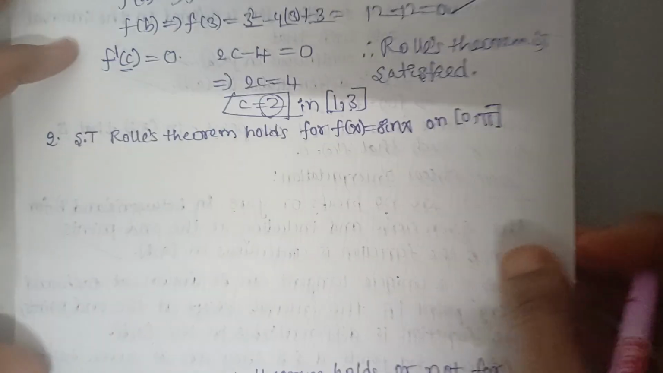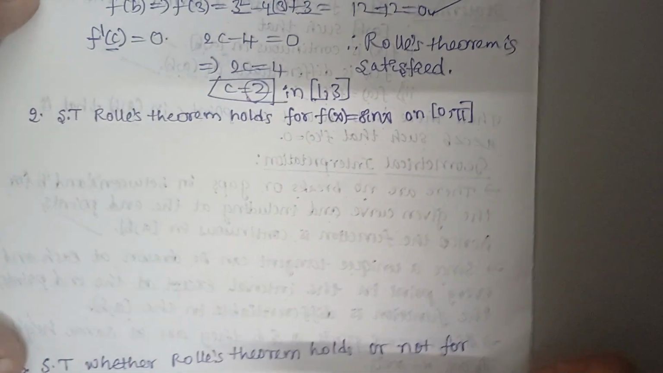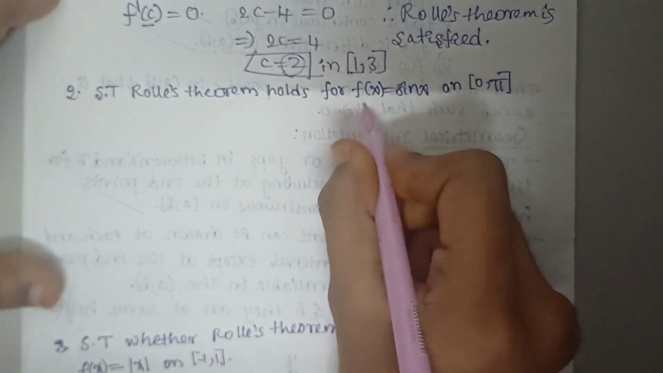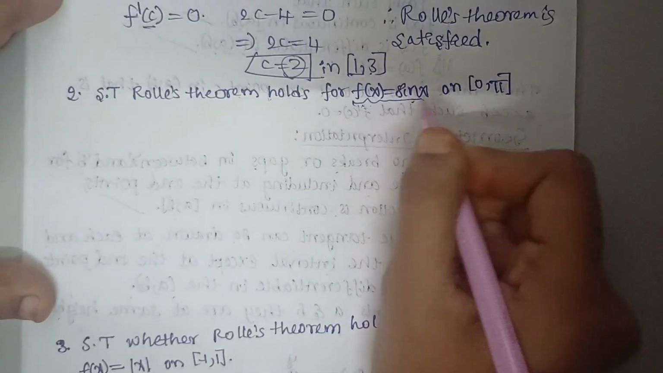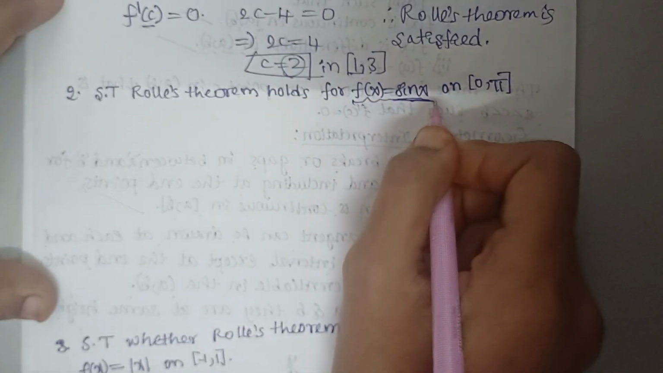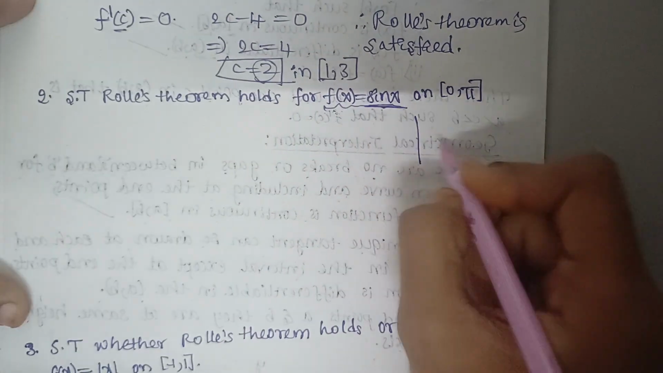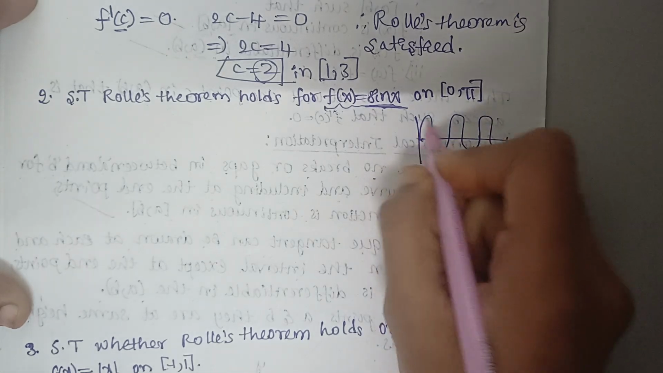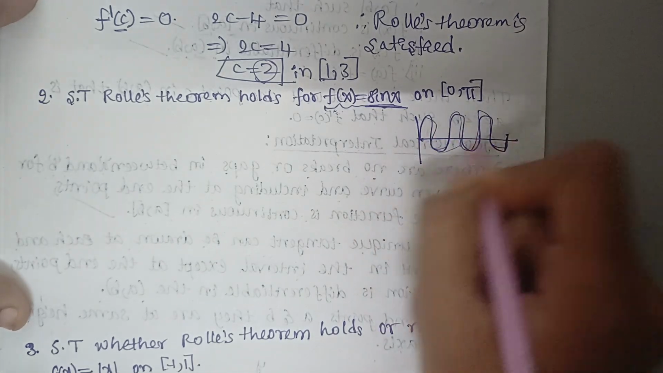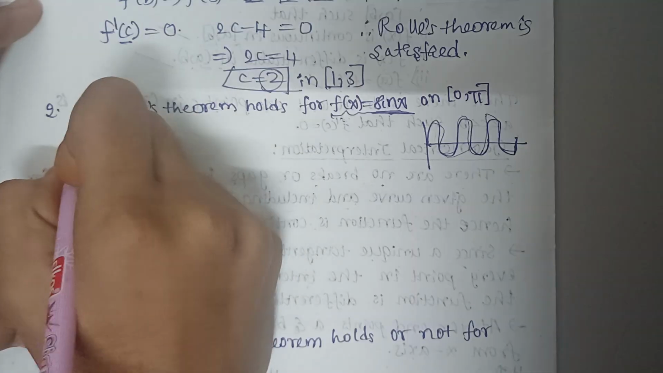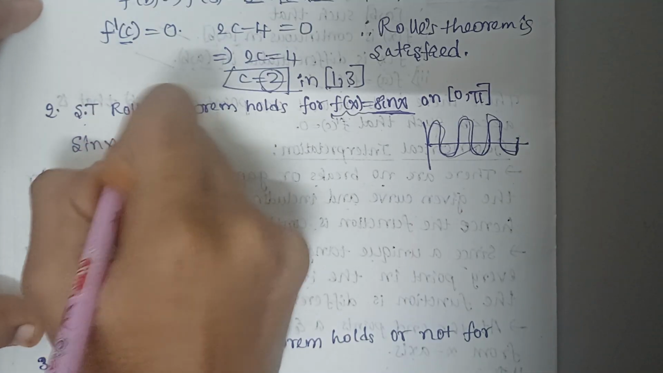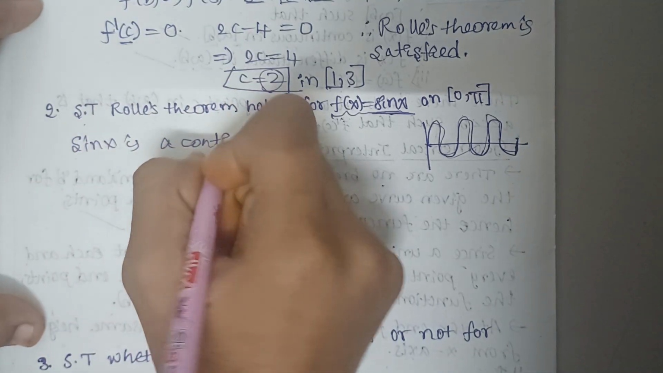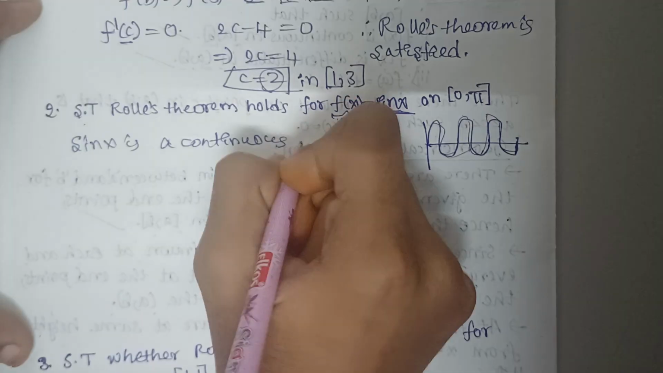And now coming to the second question, it is also very easy. Here you are provided f of x is equal to sin x. Since we know that sin x is a continuous function, if you can see the graph of sin x is in this way, that means it is always continuous, there are no breaks or no gaps. So from that we can conclude that sin x is a continuous function. So our first step is satisfied.